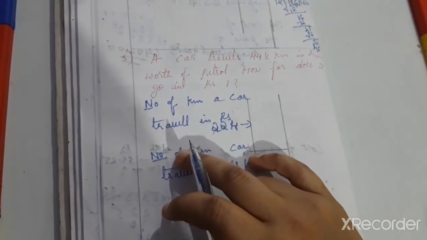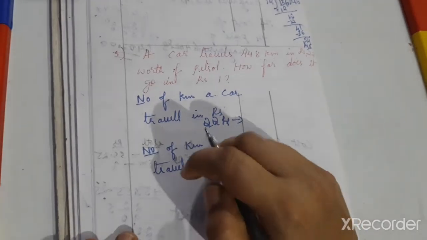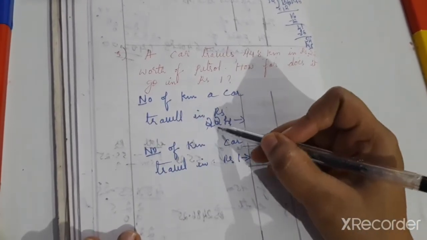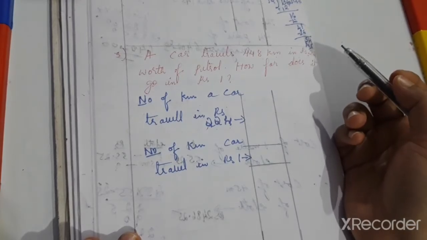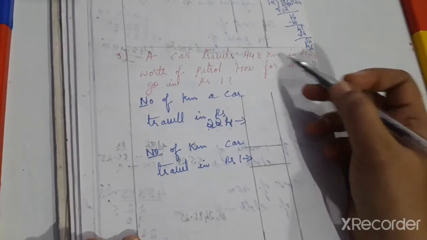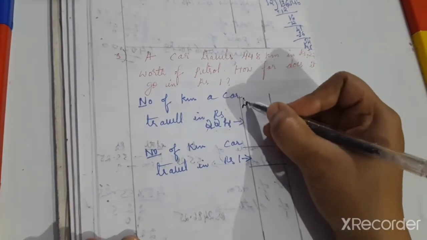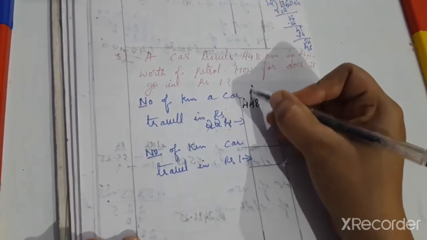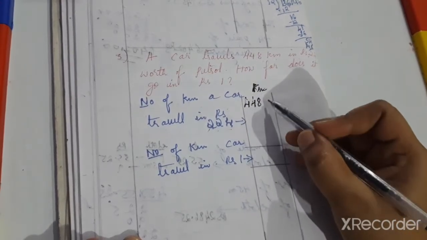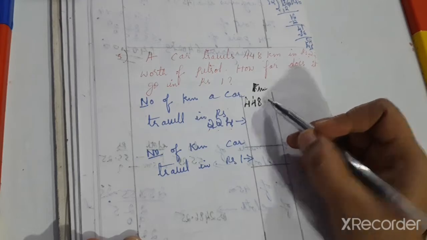That we have to find. So here the sentence can be found. Number of kilometers a car travels in rupees 224 is 448 kilometers. So it is related to kilometers. We can write that in the answer.